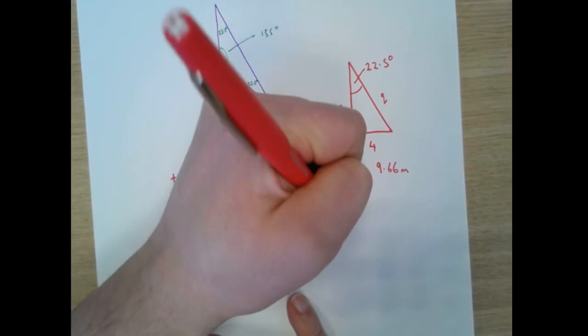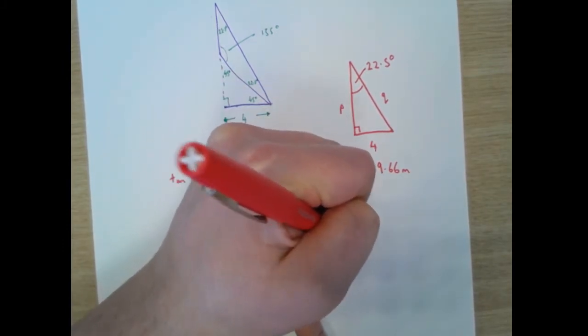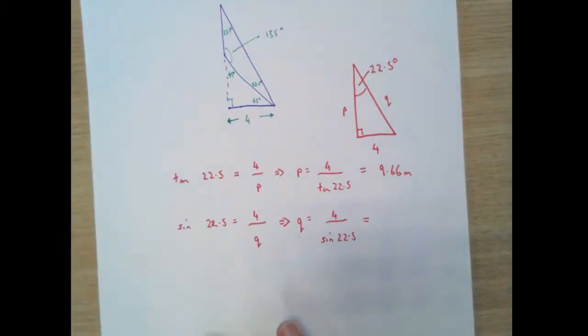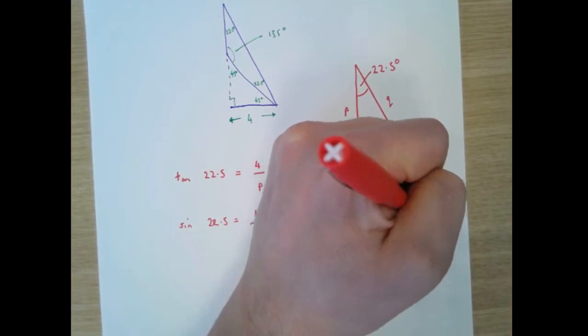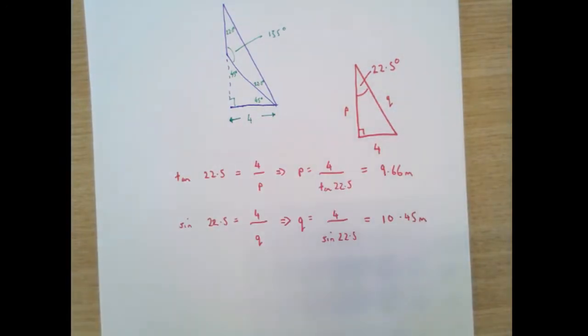And that means Q equals 4 over sine 22.5. That comes out to be 10.45 meters. I'm just kind of keeping two decimal places for those. And that's most of what we're going to need, really.